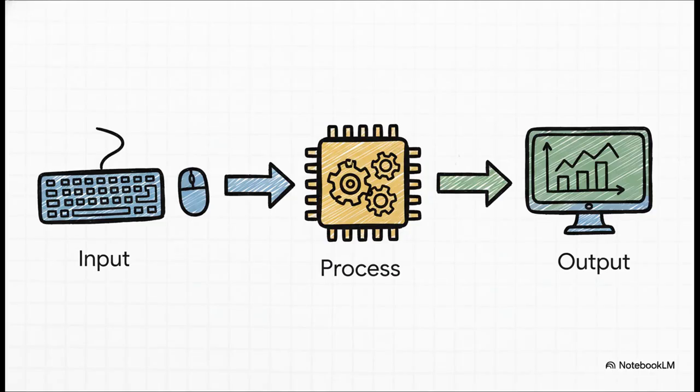And when you boil it all down, a computer really only does these three things. It takes information in, it crunches that information based on a set of instructions it has stored away, and then it spits the result back out. Simple, right? But the magic is all in how it does that processing part.